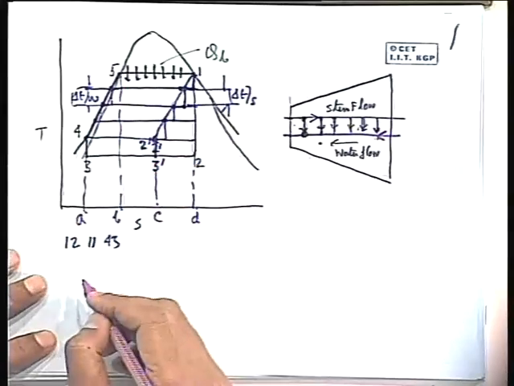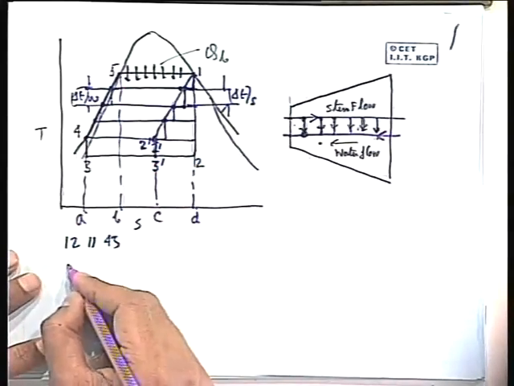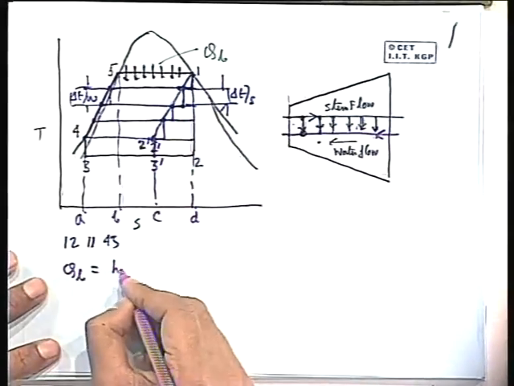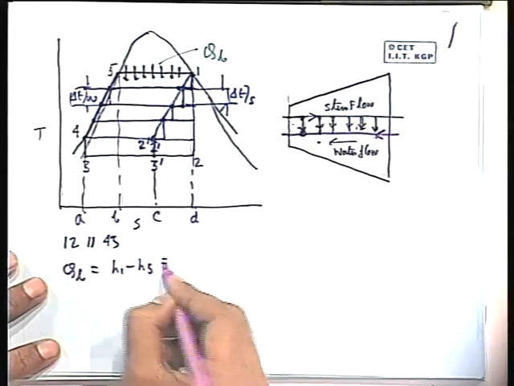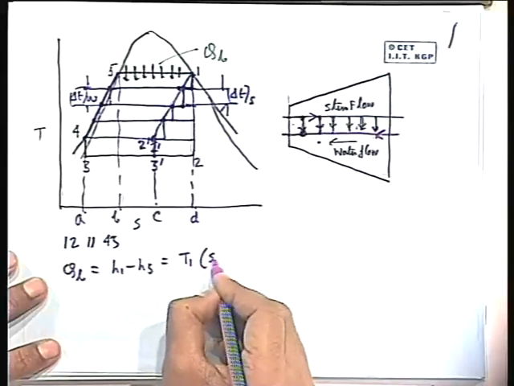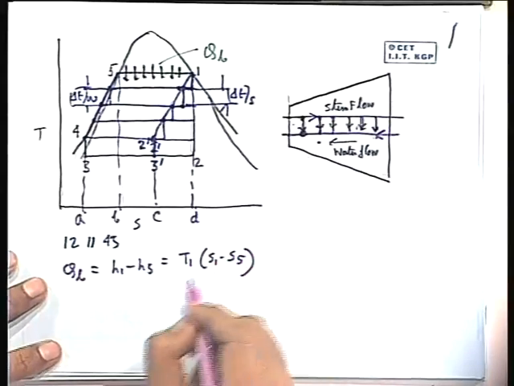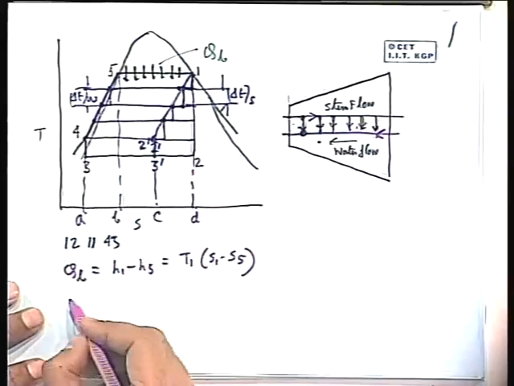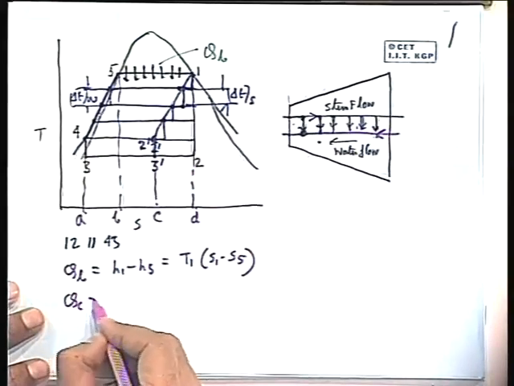Now let us find out the efficiency. The heat added, Q_B, which I have written here, is H1 minus H5, which is nothing but T1 into (S1 minus S5). This is at constant temperature. This is very simple. Now what is the heat rejection? Now you tell me.